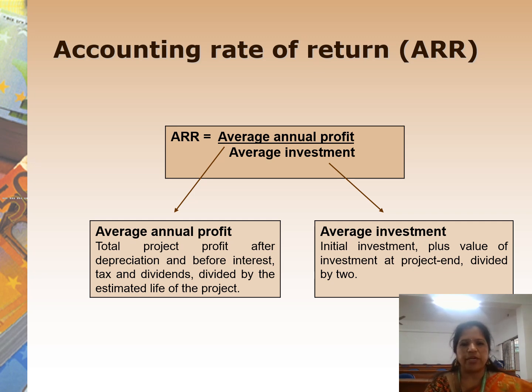Average annual profit is the total project profit after depreciation and before interest, tax and dividend, divided by the estimated life of the project. Average investment is the initial investment plus the value of the investment at project end, divided by 2.